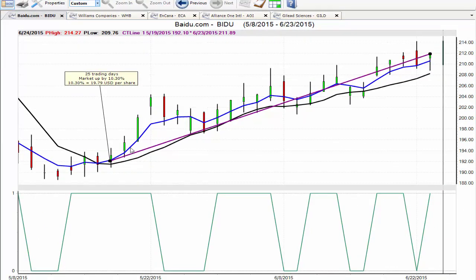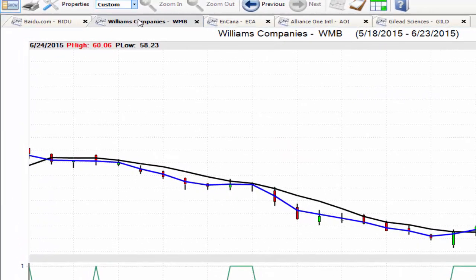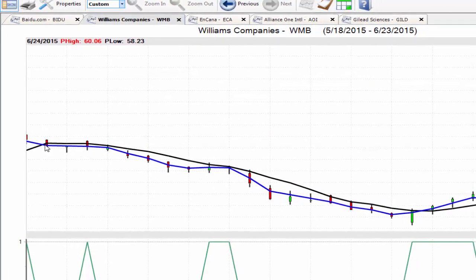And as long as that blue line stays above that black line, VantagePoint is indicating that trend is expected to keep going up. So right there, you spotted a trend reversal early and you positioned yourself to profit. Same thing in Williams Companies. Right here, the blue line is below the black line, indicating that this trend is expected to go down.